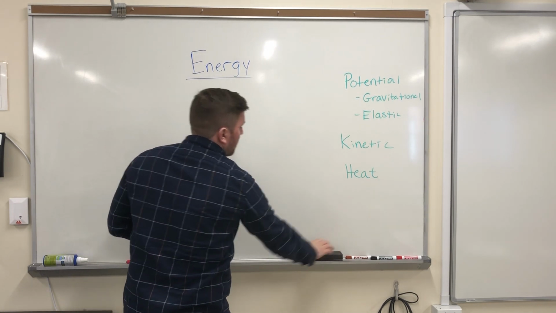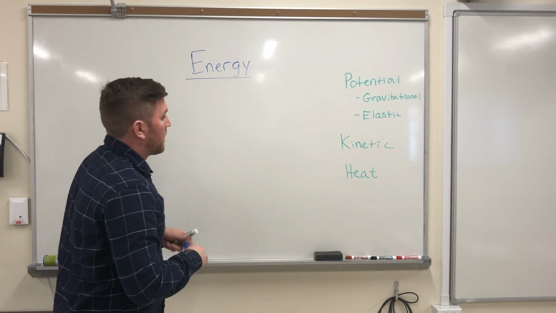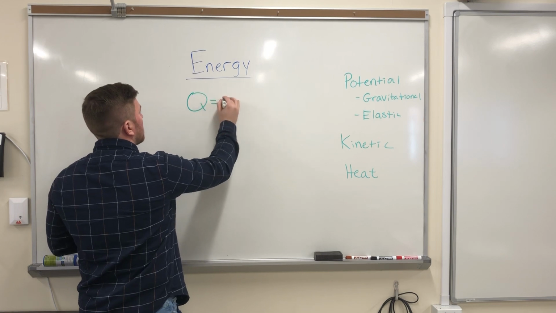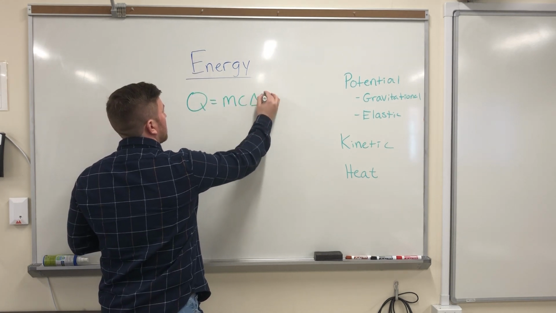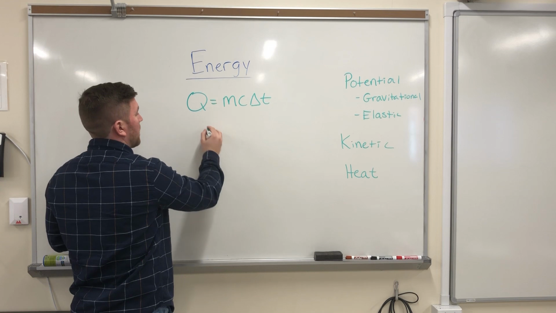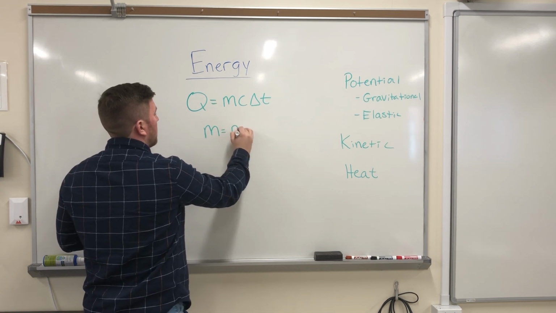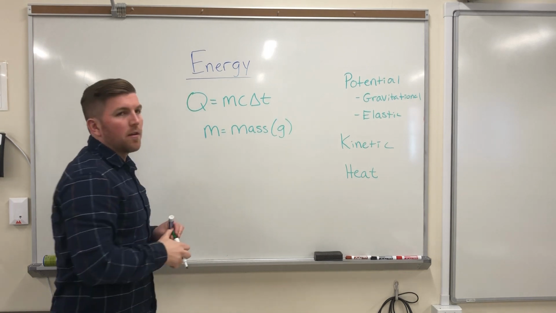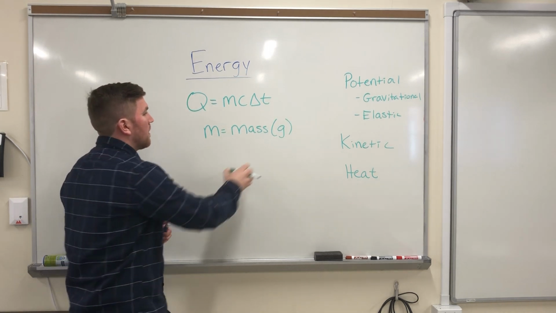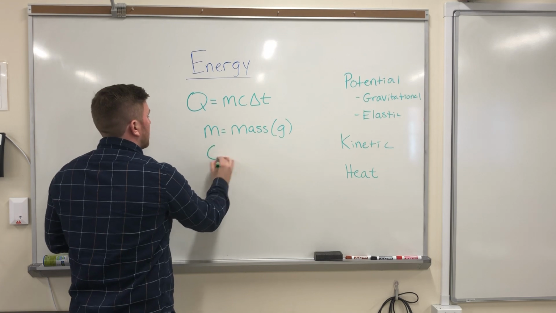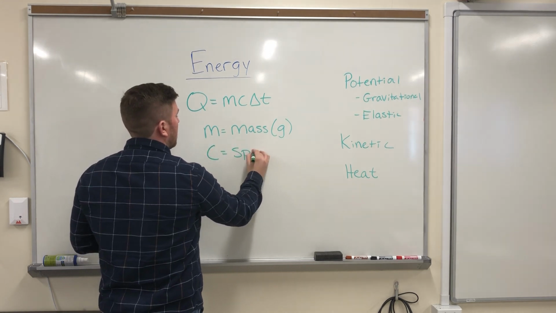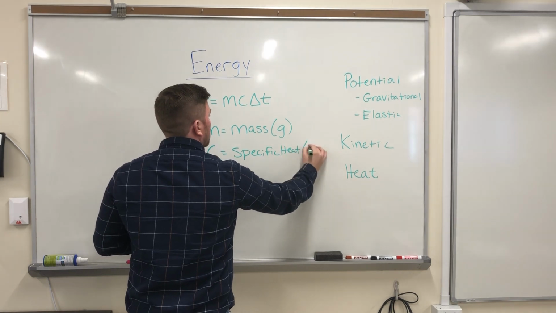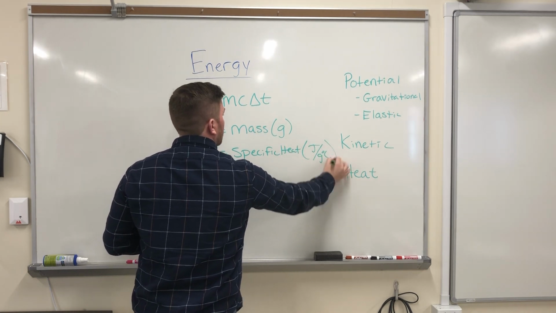And then the final thing that we talked about was heat. So heat, for some of you, we had an equation of Q equals mc delta T, where Q was our heat energy, M was our mass. Be careful this time, it's in grams, not kilograms. It's the only thing we do where this is in grams. C stands for specific heat, and it's in joules per gram degrees Celsius.